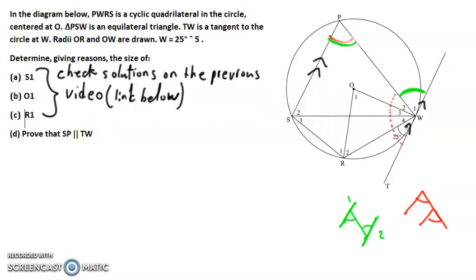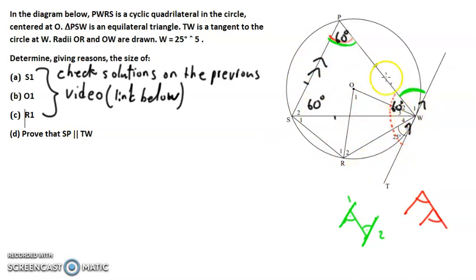Based on previous information, we knew that this was an equilateral triangle, which means that this side and this side and this side were all equal. And we also know that one of the characteristics of the equilateral triangle is that each interior angle is equal to 60 degrees. So we know that this is 60 degrees. We need to find a way to say that this is also 60 degrees. In that way, we will then prove that SP is parallel to TW. So what can we do here?